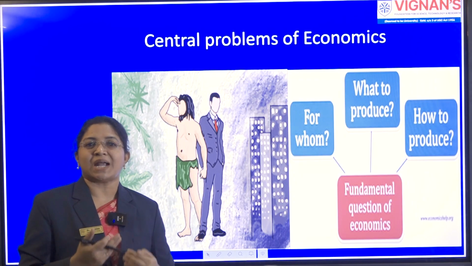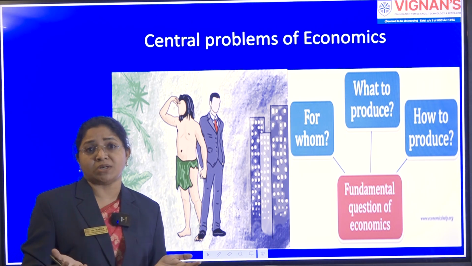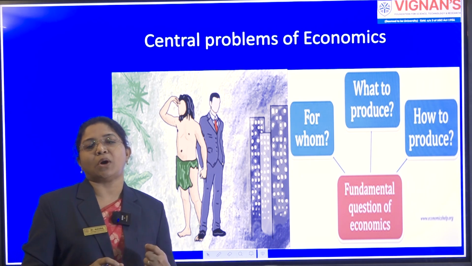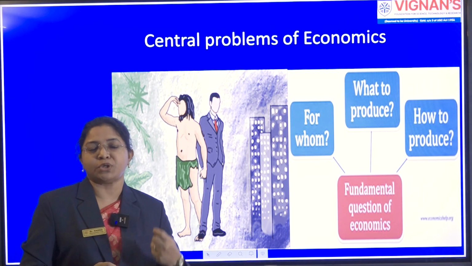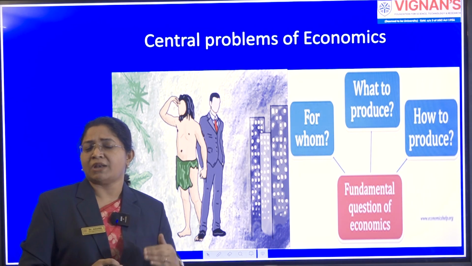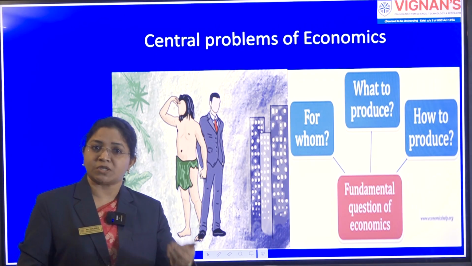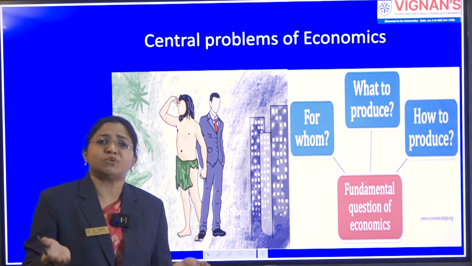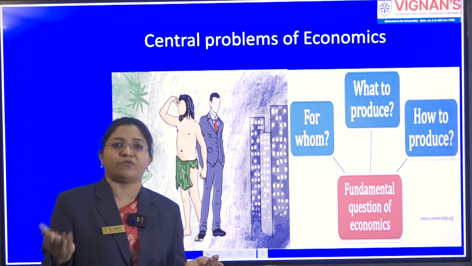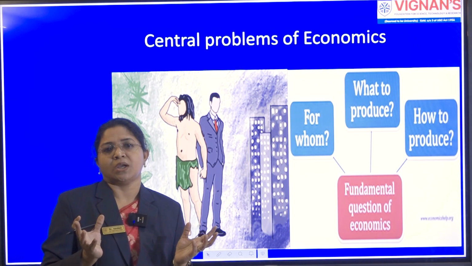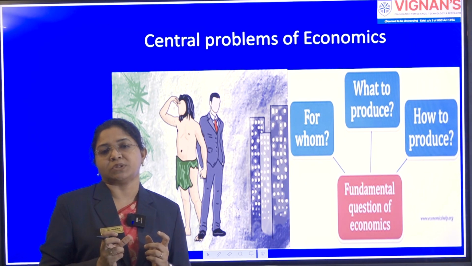So in order to satisfy these unlimited wants with his limited resources, he continuously has to think about what to produce, in how much quantity to produce, and for whom to produce, whether it is for himself or for the society, for consumption or production. So all these are the central problems, we could say.